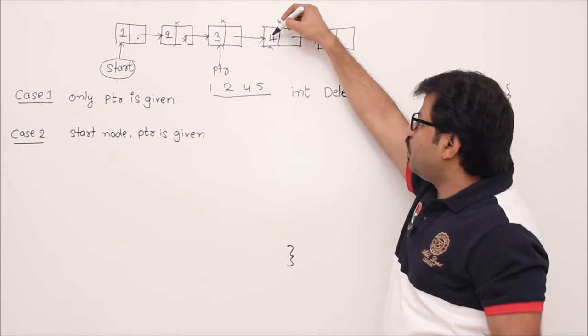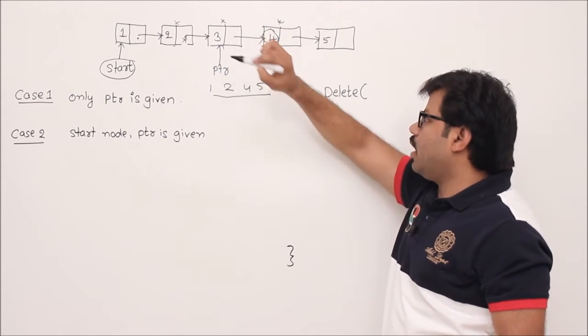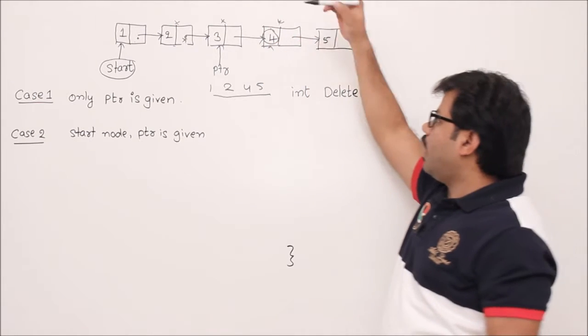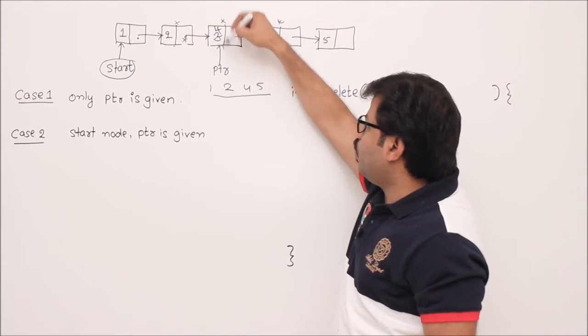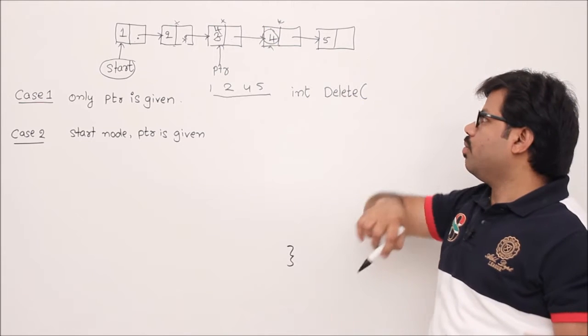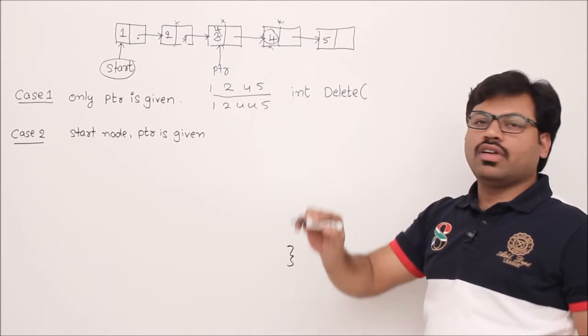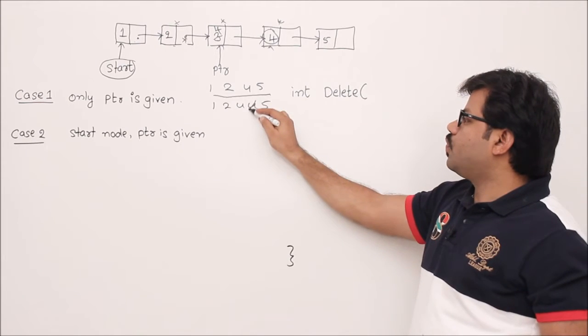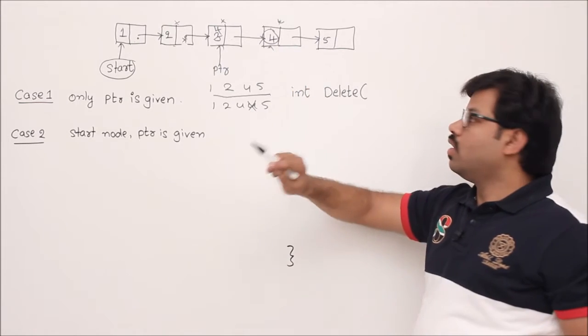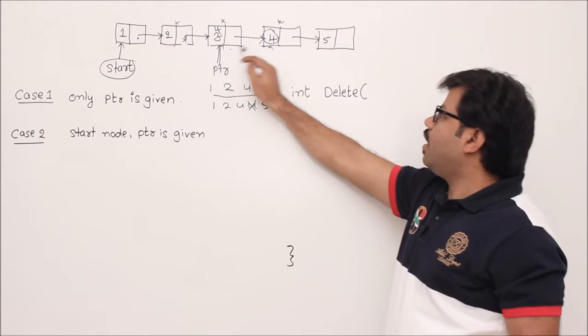First of all, take the next node of PTR. We can access it, we know that. And copy it into here. However, we are going to lose 3. Right? Not a problem. Then currently see the output. It is 1, 2, 4, 4, 5. Now I delete this 4. That means this 4. Given a PTR, how to delete the next node?